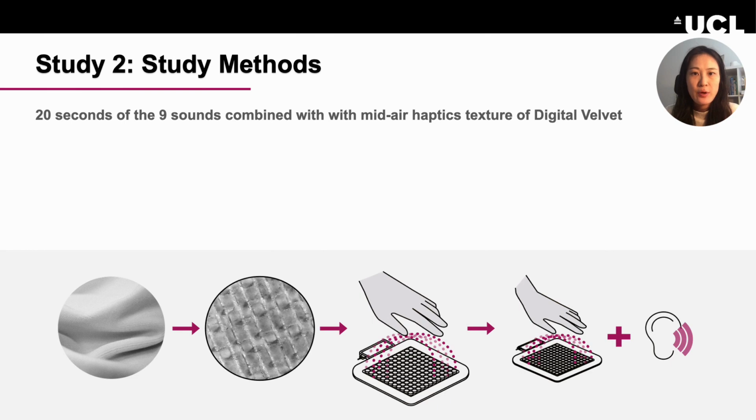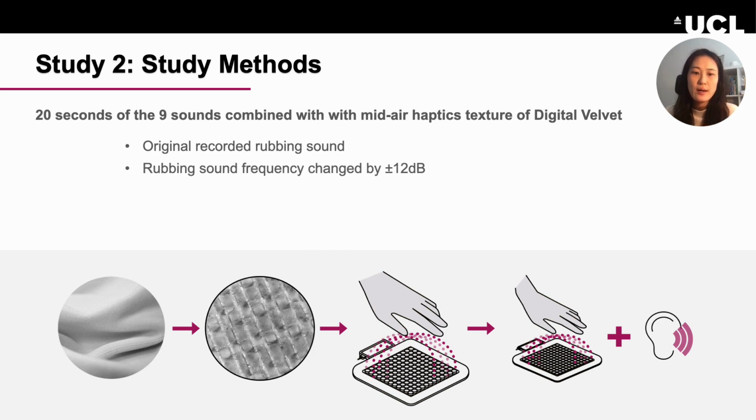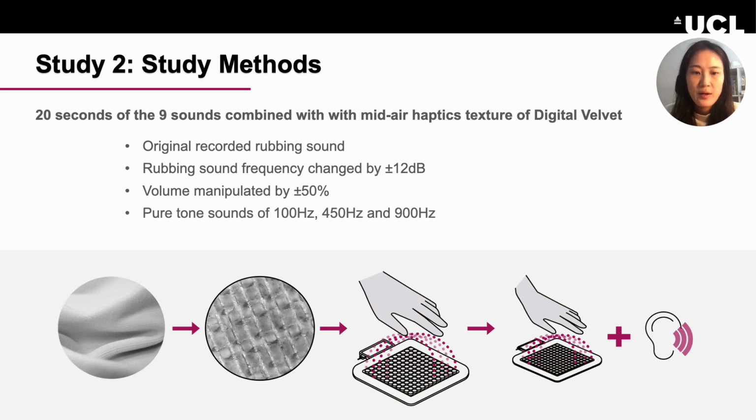In Study 2, we investigated whether auditory cues could influence the tactile perception of media haptic texture. We combined 9 sounds with the media haptic texture of digital velvet. The 9 sounds included the original recording of the rubbing sound of the velvet fabric, the rubbing sound frequency changed by plus and minus 12 decibels, the volume modulated by plus and minus 50%, and the pure tones of 100 Hz, 450 Hz, and 900 Hz.